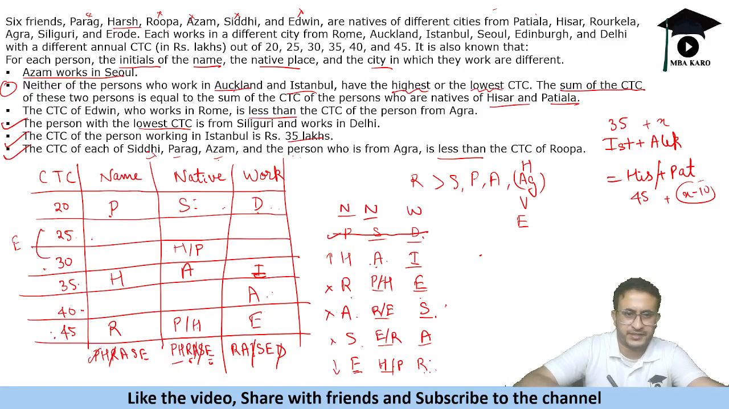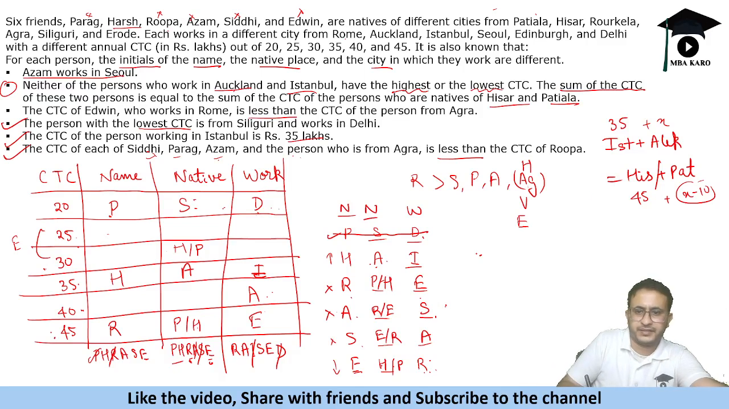If we put 25, then Auckland is missing. So if you put Auckland 25, I plus A, so if I is 35, then with Auckland 25 the total should be 60. So 45 with 15 does not match at all, okay, so that is not possible.